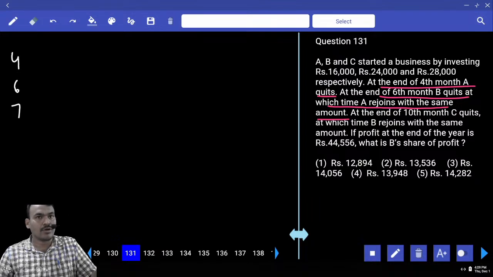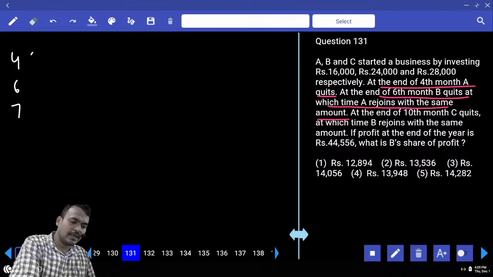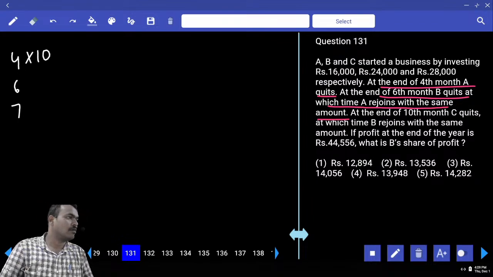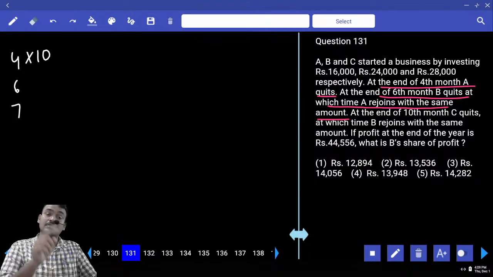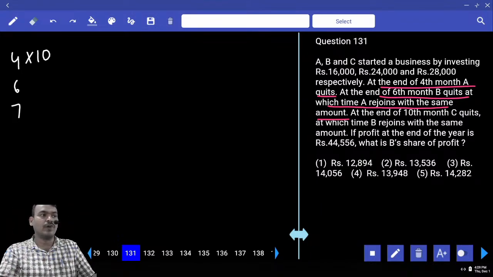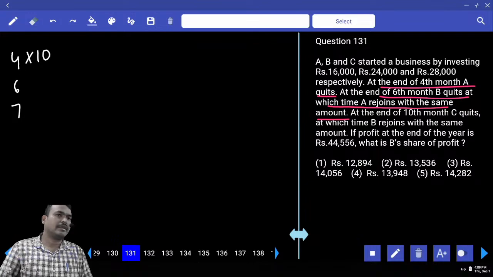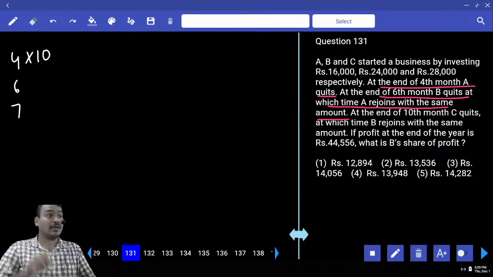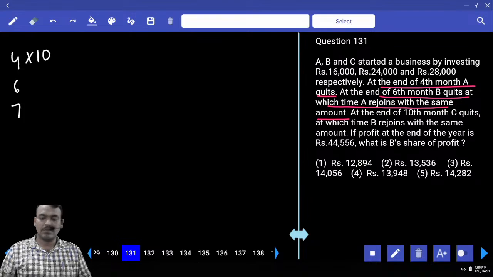Means first 4 months. After the 6th month he joined, means remaining 6 months or not? Total, A's capital is used for 10 months or not? Yes or no? 1 to 4, 7th to 12. Total how many months? 10 months or not? First 4 months, last 6 months. Total how many months? 10 months.